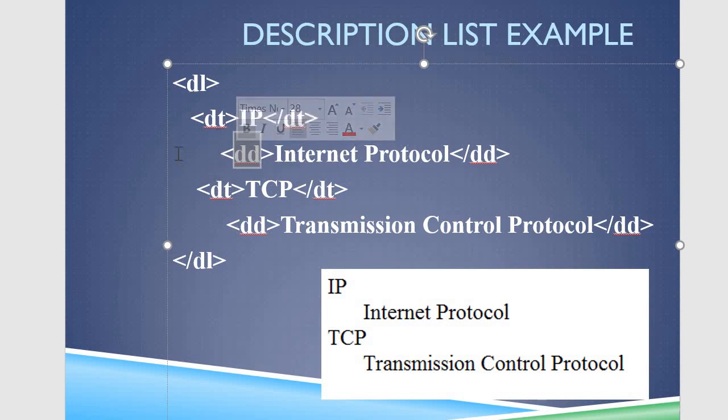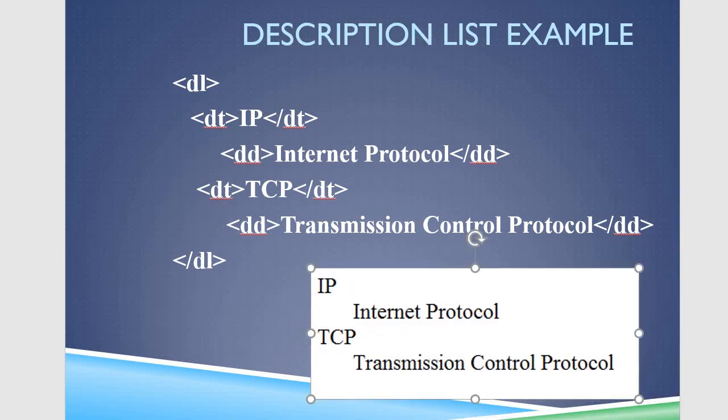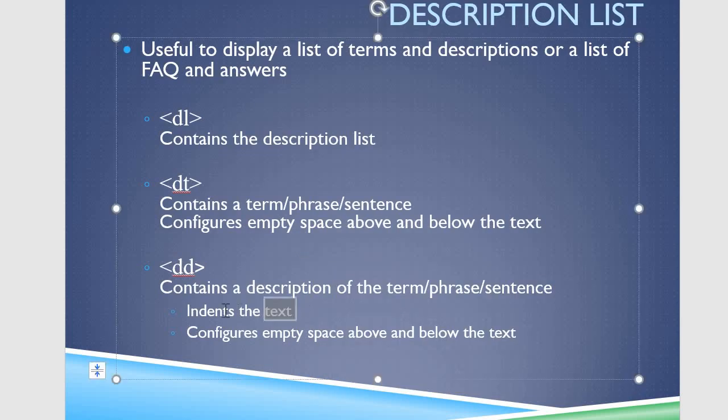You see here the space. You see the space. Indents. You can see this one. The space. Indents what? Indents the text. So these are the three different types of HTML list: ordered, unordered and description list, and you have to study.